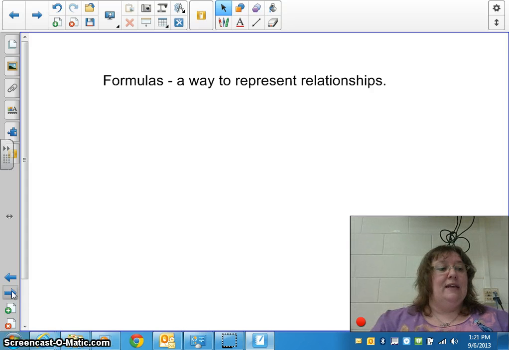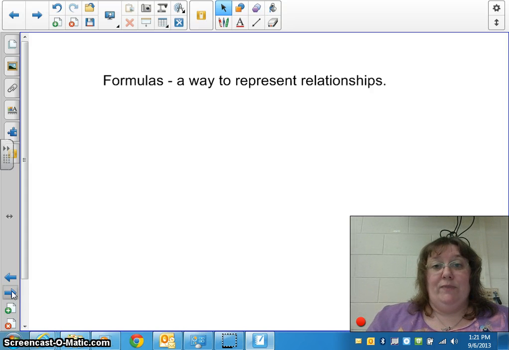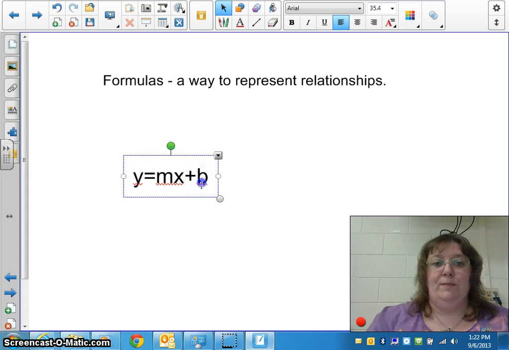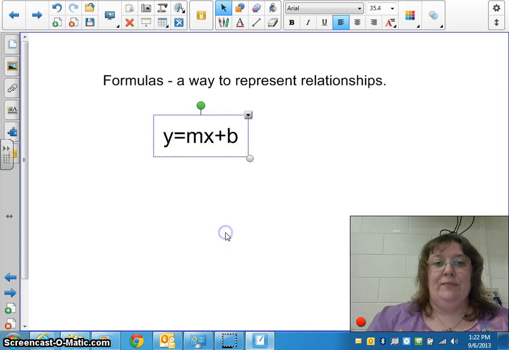The next thing in 1.3, formulas, okay? These are ways to represent our relationships. Common formulas that we have used in algebra would be your slope formula, right? y equals mx plus b, that's your slope-intercept form. That in and of itself is a formula, okay?